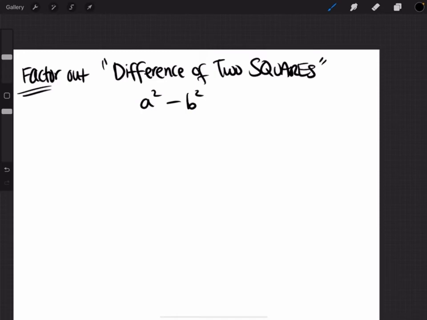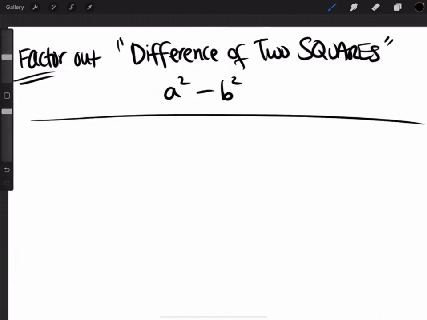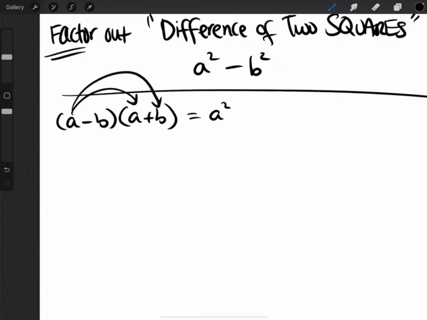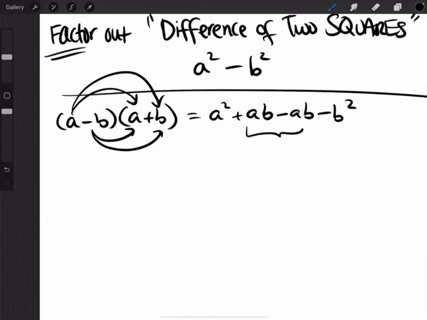So how do we get to this place? How do we develop that formula? So, well, here's how it goes. Say you have this, and you multiply it. So that would be a squared. And that's ab. Negative ab. Negative b squared. And as you can see, look, the middle terms are opposite. They cancel out. So you end up with a squared minus b squared. I'm rewriting this right here so it's easier to see.